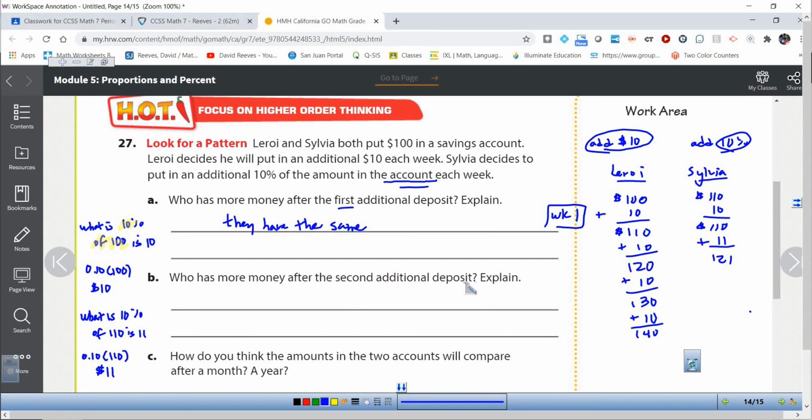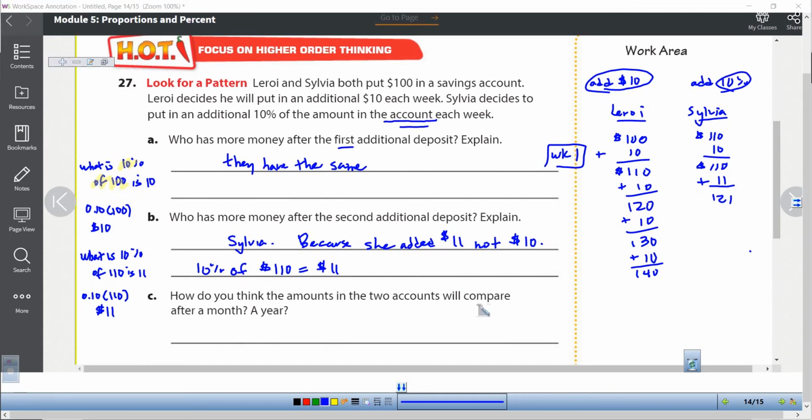So who has more money after the second additional deposit? That would be Sylvia, because she added $11, not 10. And the reason she added $11 is because 10% of 110 equals 11. All right. So what's going to happen? How are the accounts going to compare in a month, a year?